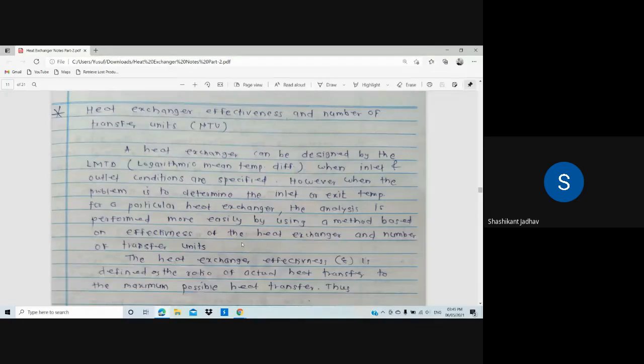It is defined as the ratio of actual heat transfer to the maximum possible heat transfer. Okay. So all of you write down the definition for the heat exchanger effectiveness. It is denoted by epsilon. So write down the heat exchanger effectiveness epsilon.